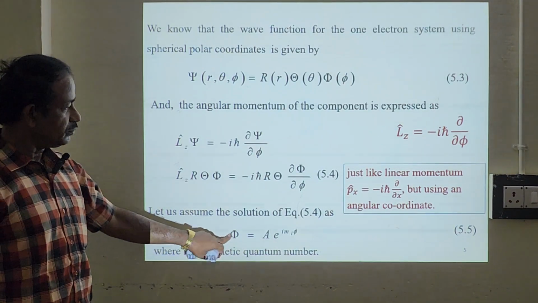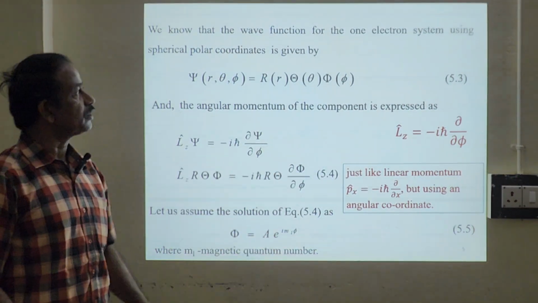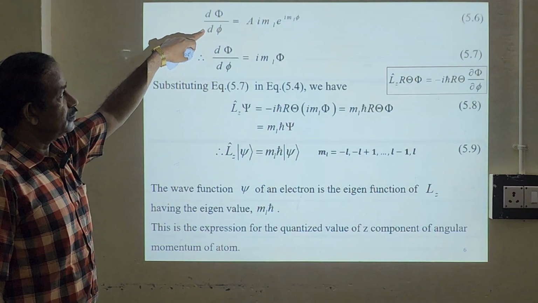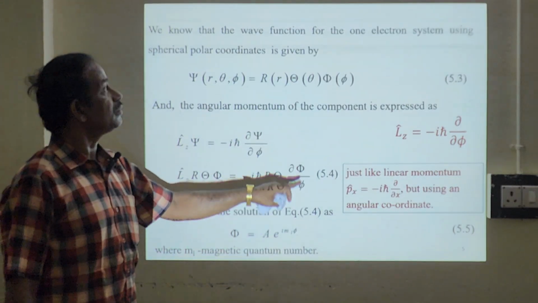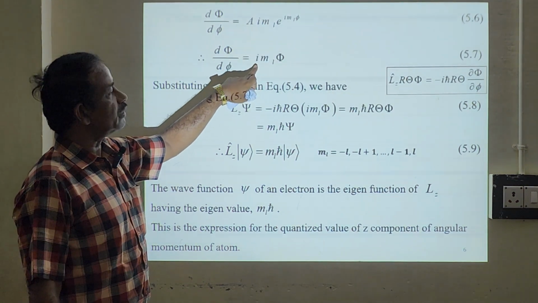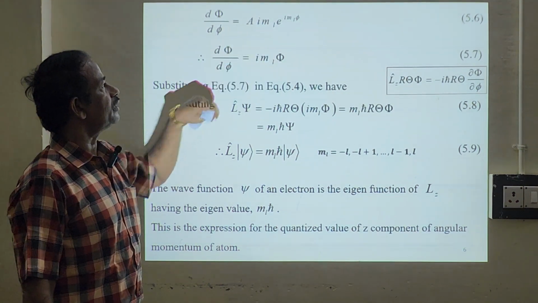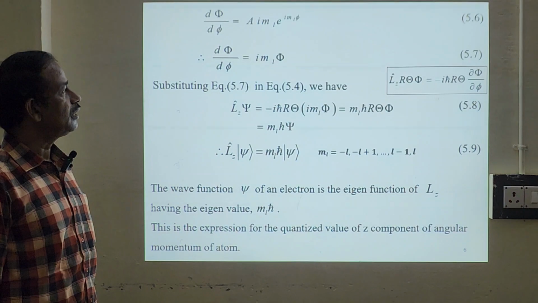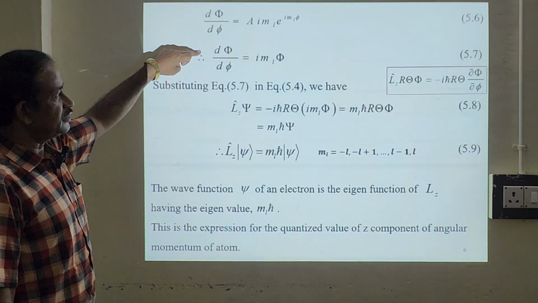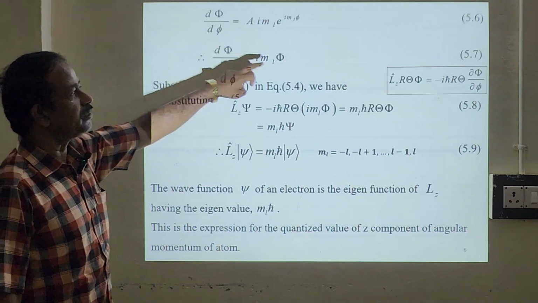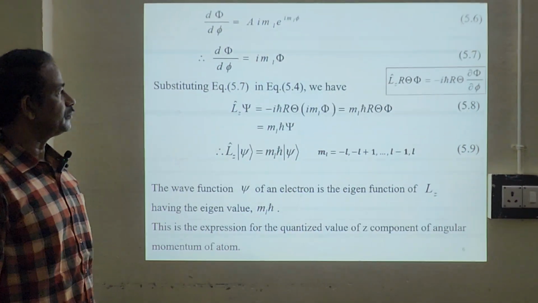Okay. So now differentiate this with respect to phi. We know already that phi equals a e power i ml phi, so we can write this equation as i ml phi. So d phi by d phi equals i ml phi. Is it okay? Now substitute this expression 5.7 in 5.4.